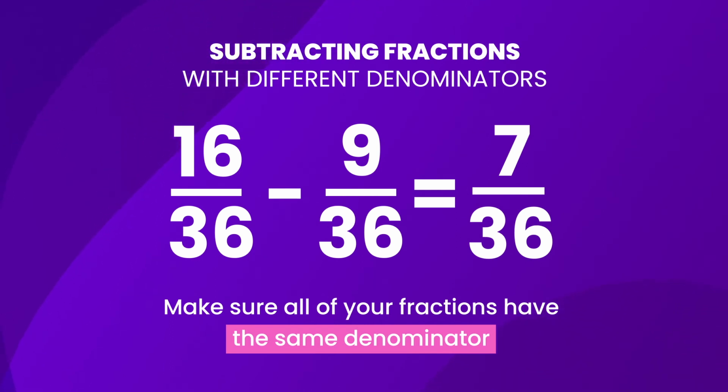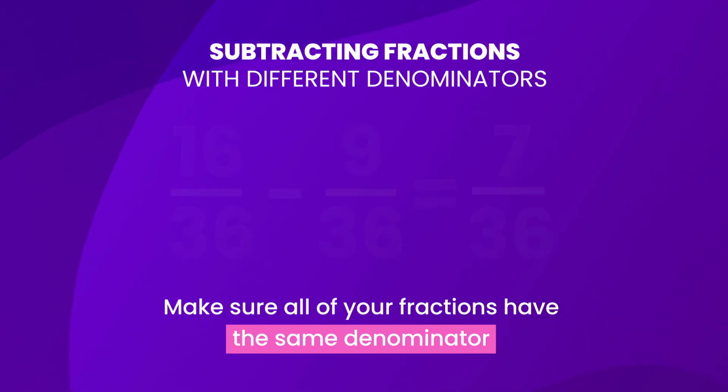Now you must remember to keep the order the same when you change your fractions to equivalent fractions. So here, your equivalent fraction for 4/9 goes first, and you take away the equivalent fraction for 1/4. If you write them the other way round, then you'll get the wrong answer.